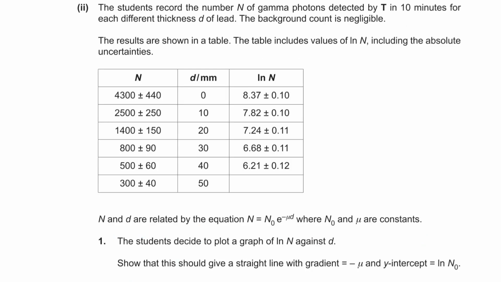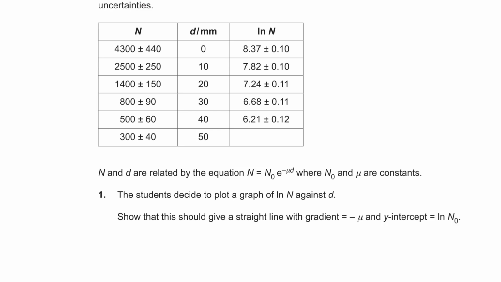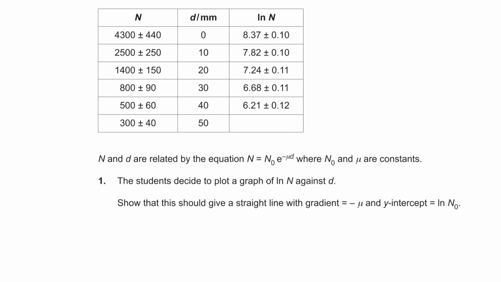A student records a number n of gamma photons detected by T in 10 minutes. Okay, oh, we have uncertainties. N and D are related by the equation given, and students decide to plot a graph of ln n against D. Show that this should give a straight line with gradient minus mu and y-intercept ln n0. Okay, so first things first, we need to take natural log of both sides. Oh, I guess I should probably rearrange it first. There we go.